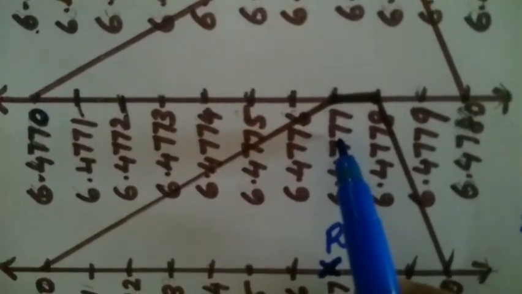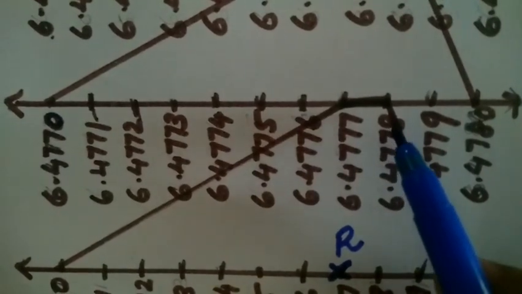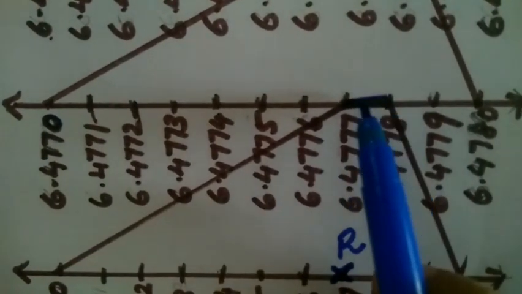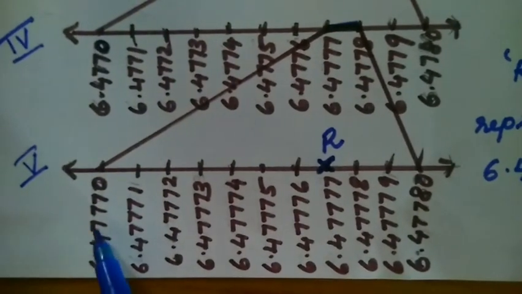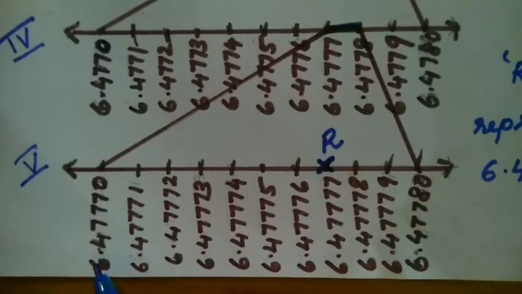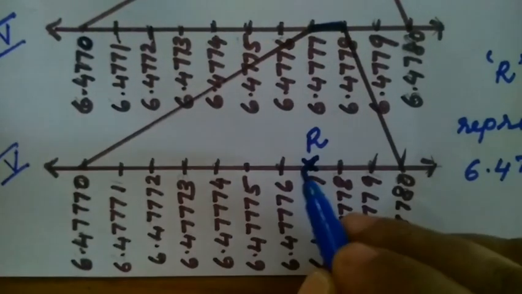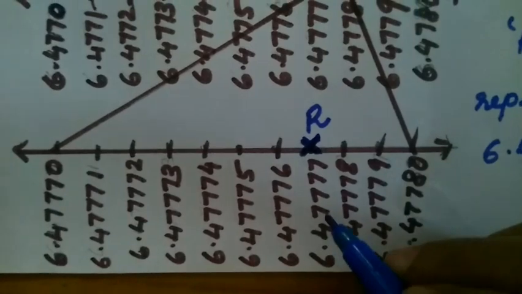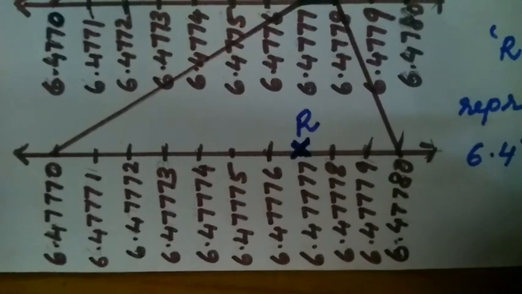Now which number requires the next magnification? 6.4777, 6.4778 is the ending number. So the fifth magnification, or fifth step, starts here. 6.47770, how did we get 5 decimals? I think you understood. 6.47780. On that line we are locating 6.4777. The letter R represents 6.47777.